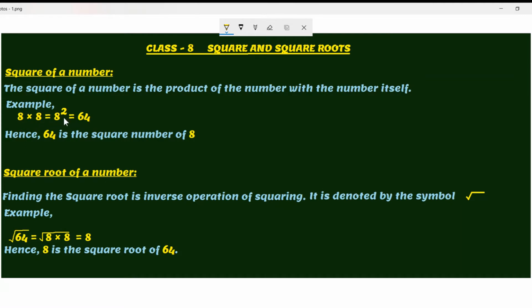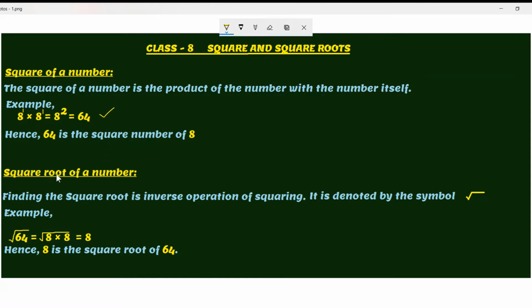You know, if you use the exponents and powers law, here the powers are 1. If the bases are the same, we can add the powers. So we will use the exponents and powers law. So we will get 8 square, which is equivalent to 8 8s are 64. So 64 is the square of 8. This way we can find the square of a number, by multiplying the number by itself.